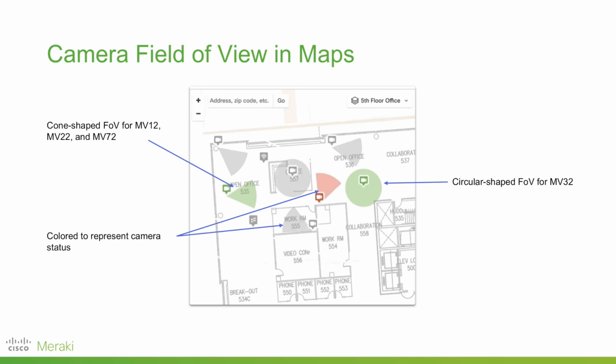In fact, what's even cooler is we have a fisheye camera, the MV32, where you can actually see the field of view, which is circular in nature. So this is where I find we are getting even more interesting, even more incredible. And when you look at the map, you will know exactly what is being covered.